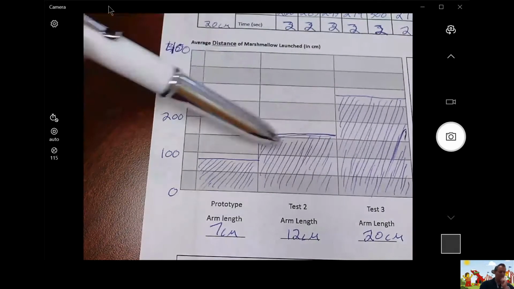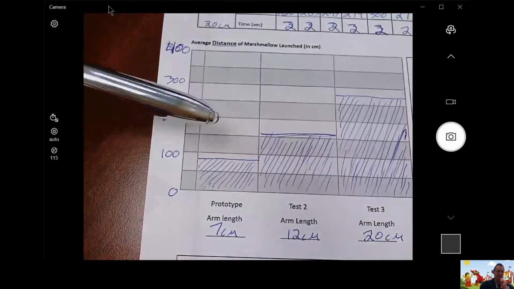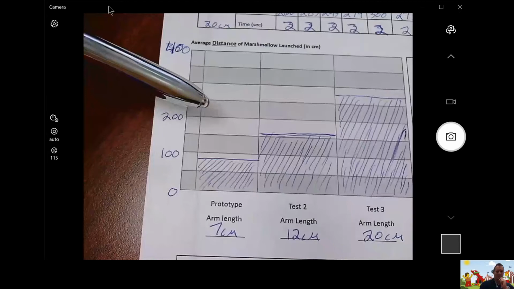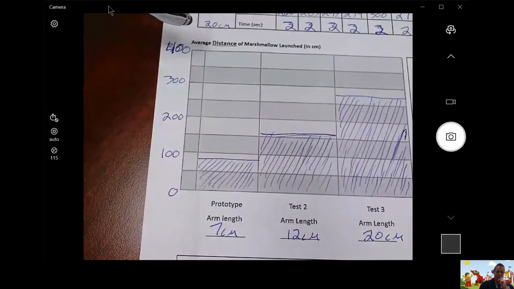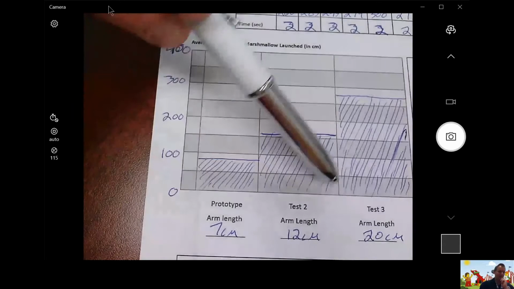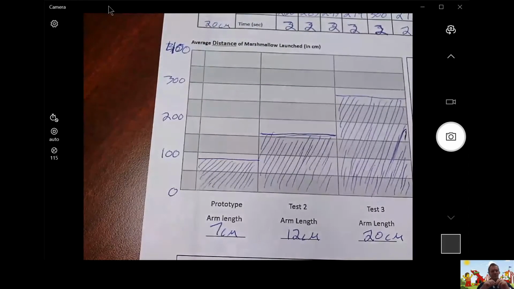So you can definitely see, and that's what a graph is meant to do. It's a visual representation. I should be able to look at your graph and in 10 seconds understand what happened. I can definitely see that, wow, the longer the launch arm, the further it went. And then you can also look at your time and see what the relationship was, which we already talked about a little bit. So that's a little bit into data.